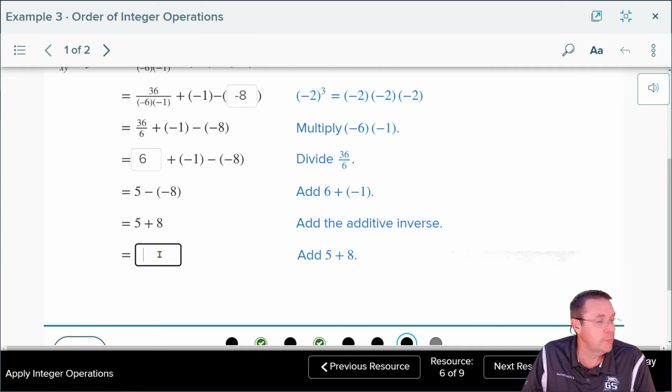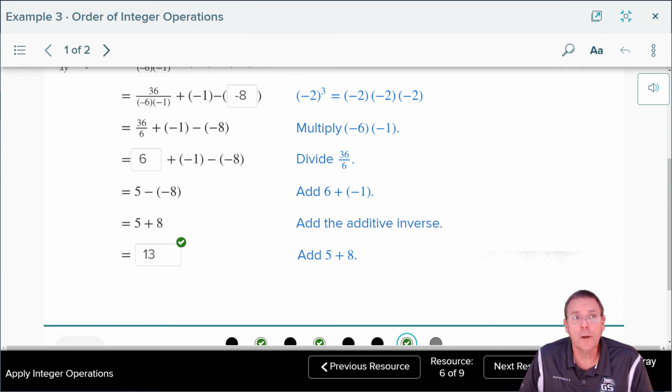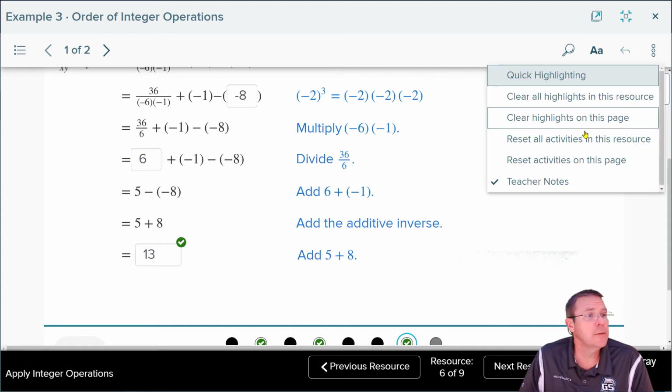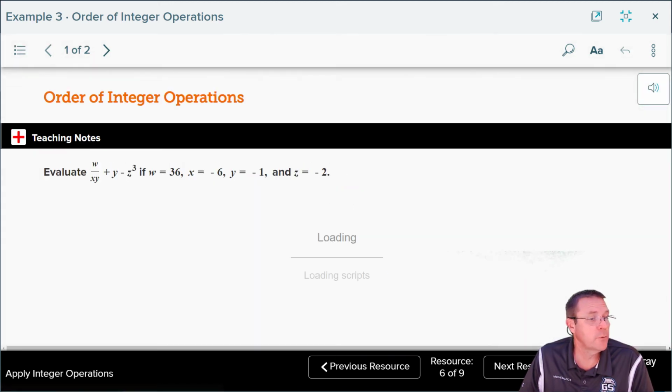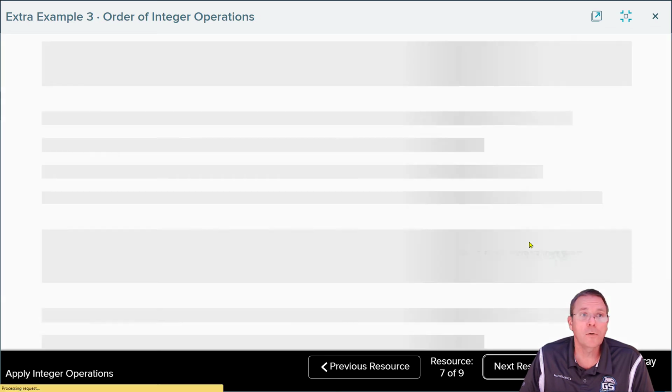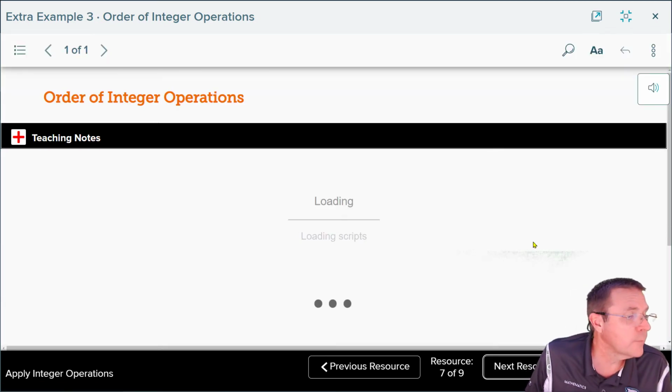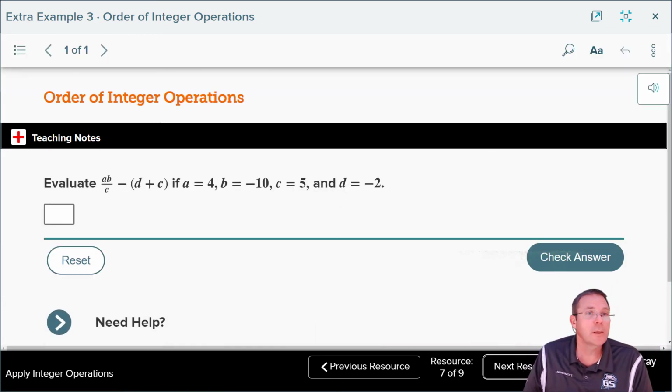But in the end, the answer is the same, 13. Make your ugly problem pretty. It'll make it a lot less likely that you're going to make mistakes working these problems. You go ahead and pause the video, do extra example number 3, and we're getting close to finishing the lesson.